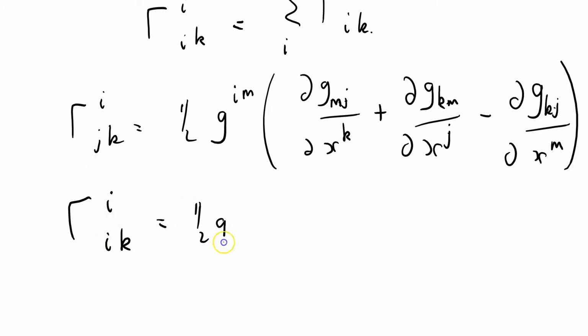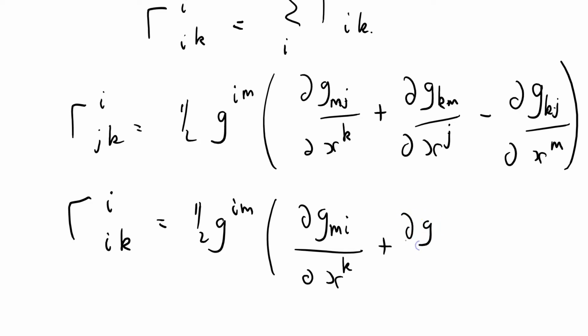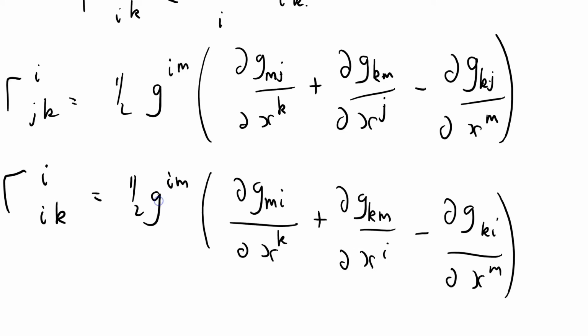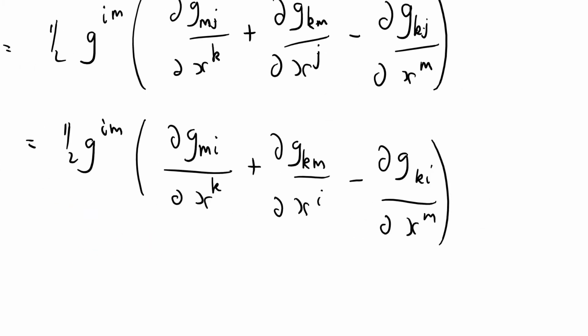And if we're going to be considering this Γ^i_ik contracted on the first index downstairs, well, let's write it out. It's a half g^im, ∂g_mi/∂x^k, because j equals i, k is free, isn't it? Plus ∂g_km/∂x^i minus ∂g_ki/∂x^m. This is now summed over i and m.